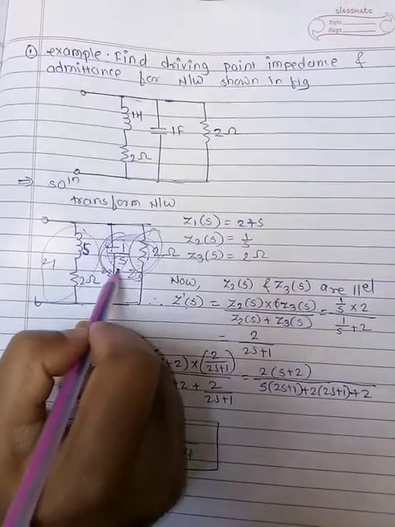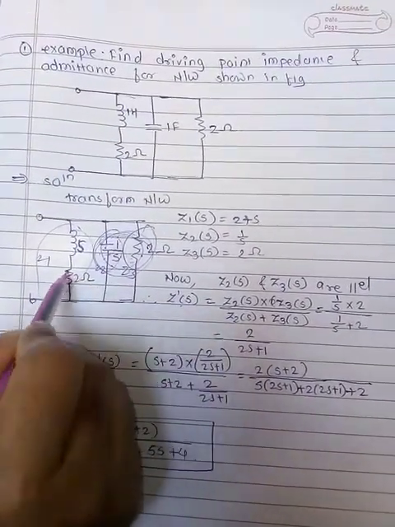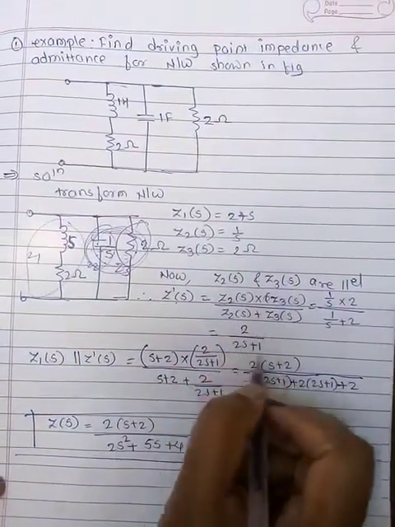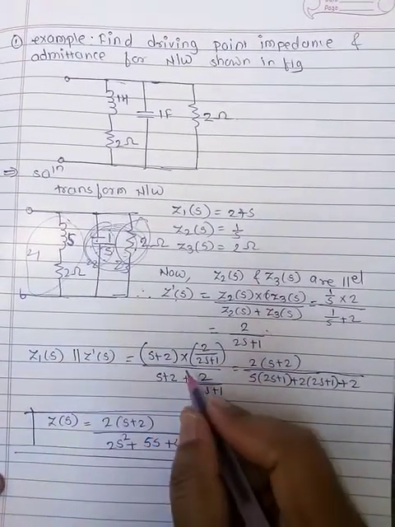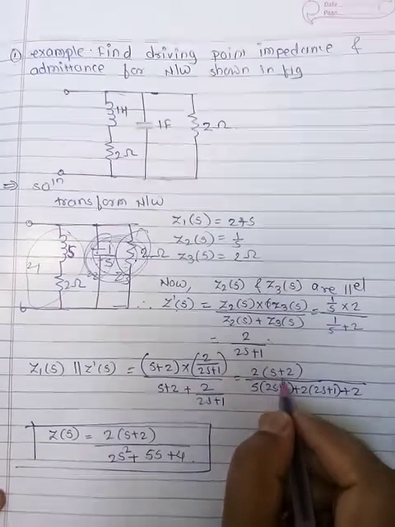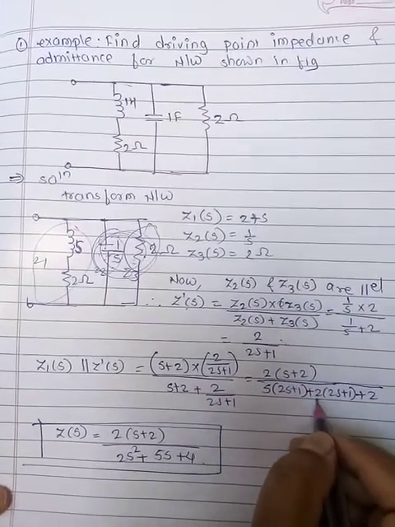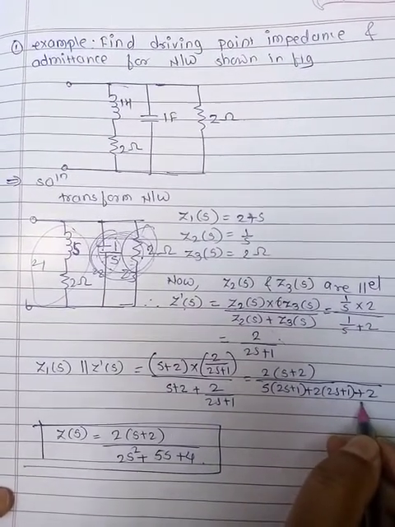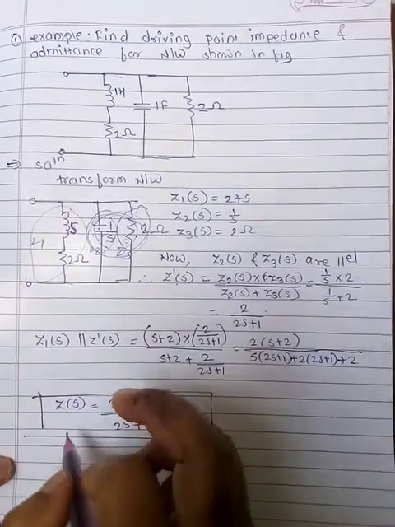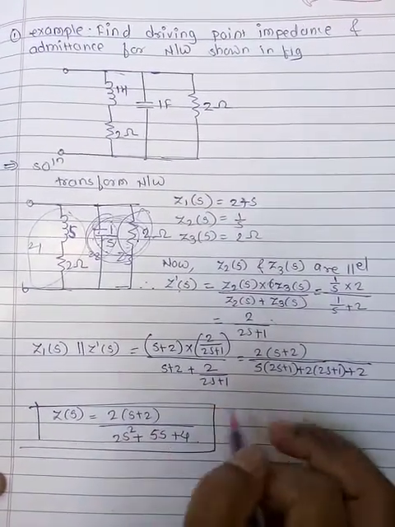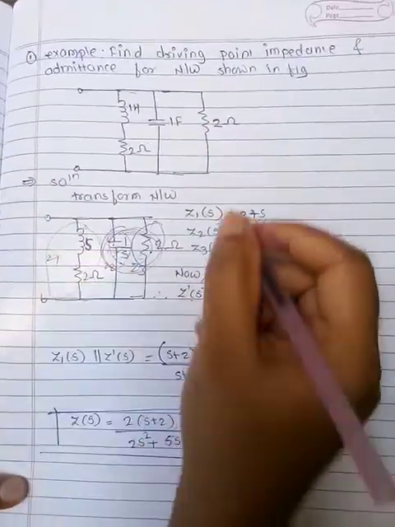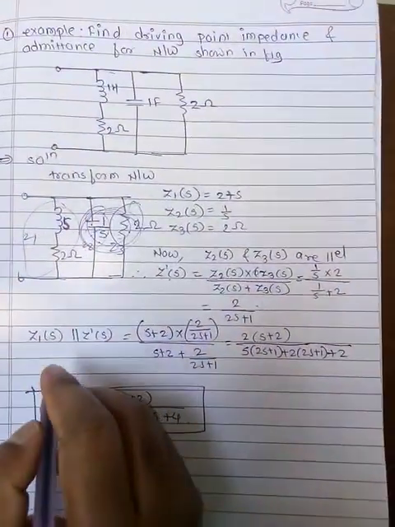In the same way, this and this one are in parallel. Again Z'(s) and Z1 are in parallel. You will get 2 into (s plus 1) into (2s plus 1) plus 2, upon (2s plus 1) plus 2. Simply Z(s) is equal to 2 into (s plus 1) upon 2s square plus 5s plus 4. We have got the driving point impedance.